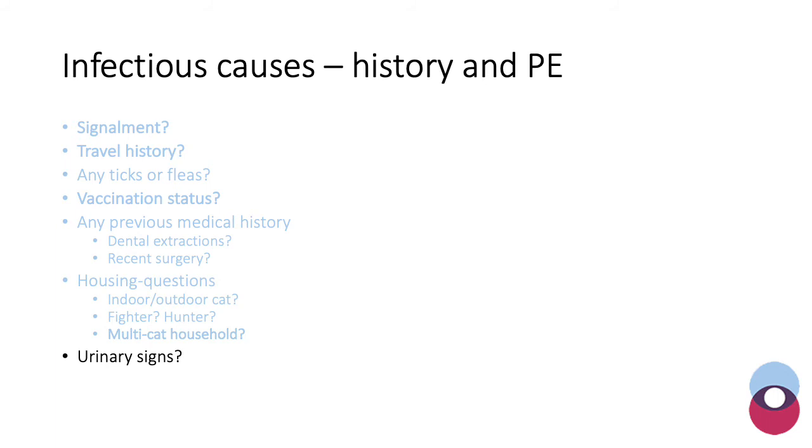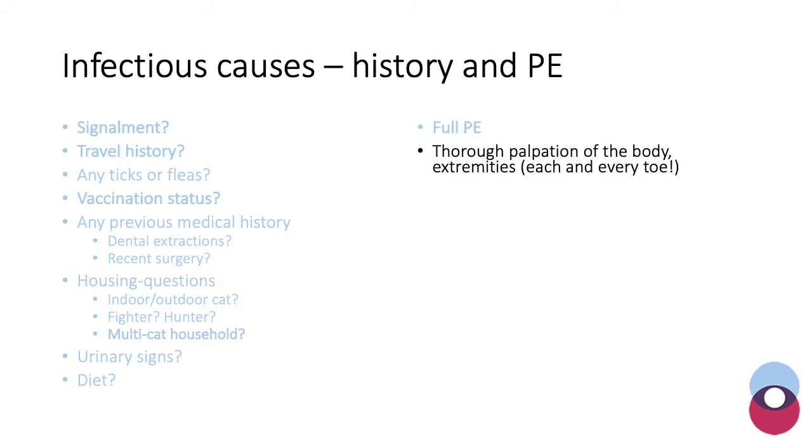The other thing is to consider urinary signs and also their diet, knowing that, for example, raw-fed animals might be more likely to develop infectious causes. On your physical examination, it's really important that you do a thorough palpation of the body. Use your hands, feel everywhere, check every toe, check every nail, and do a thorough oral exam as well.